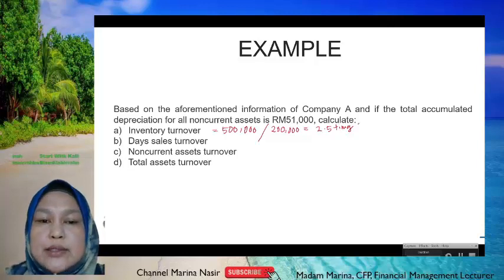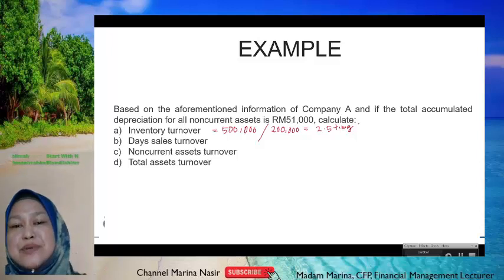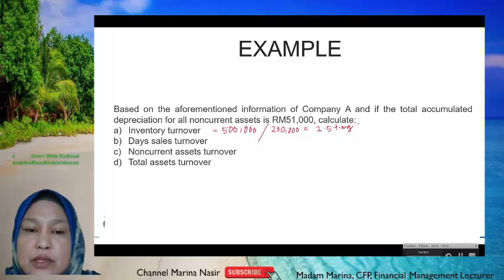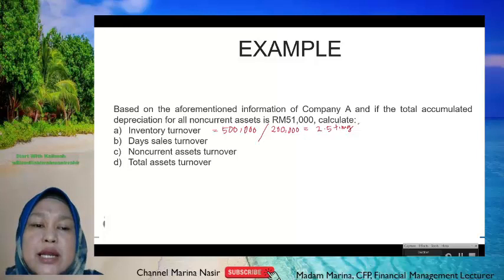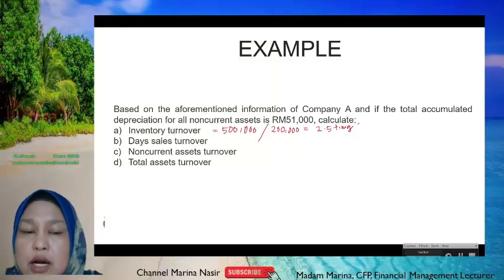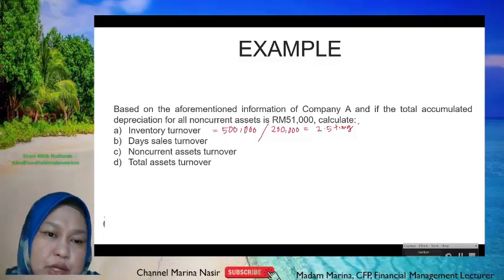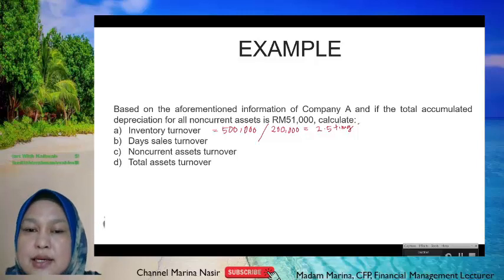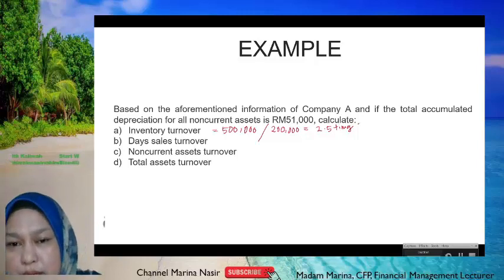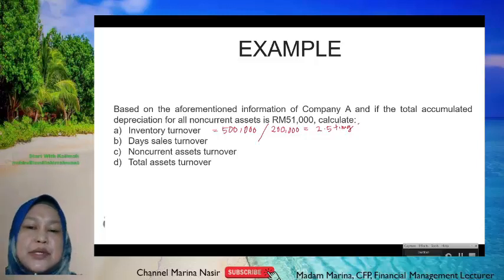What does this mean? 2.5 times means the speed of inventory. Maksudnya kelajuan inventory tu to convert to the sales. How long our inventory can convert to sales? Berapa lama kita punya inventory boleh bertukar kepada jualan? Sebanyak 2.5 kali. How to make an easier interpretation?